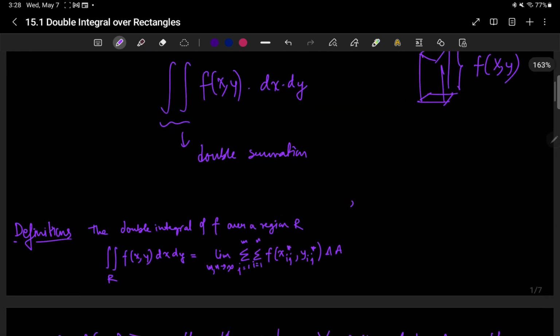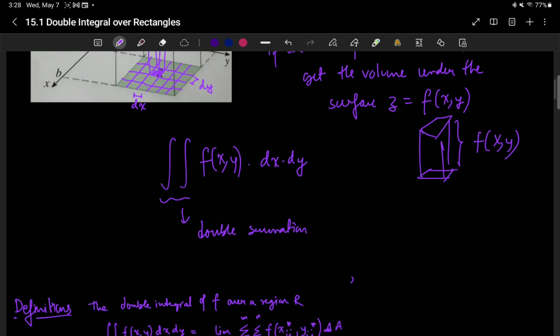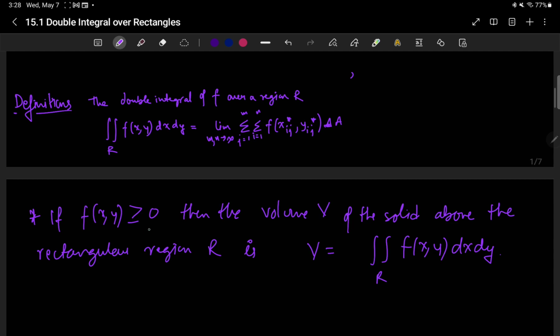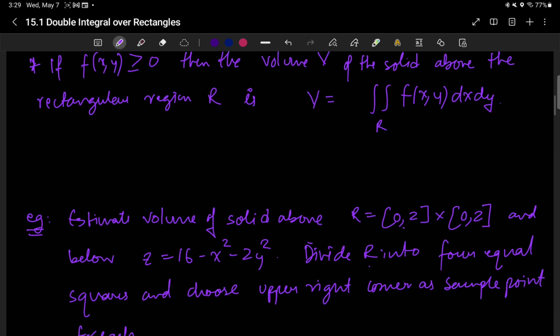The formal definition is the double integral of f over region R is the limit as m and n go to infinity of this double summation of this function times the delta A. So basically, just as in regular integration, we're going to break this down into a bunch of finer and finer grids. And eventually, if this function is greater than or equal to 0, then the integral is equivalent to the volume, just as in the case with area. If it's negative, then we can always flip it to get the volume.